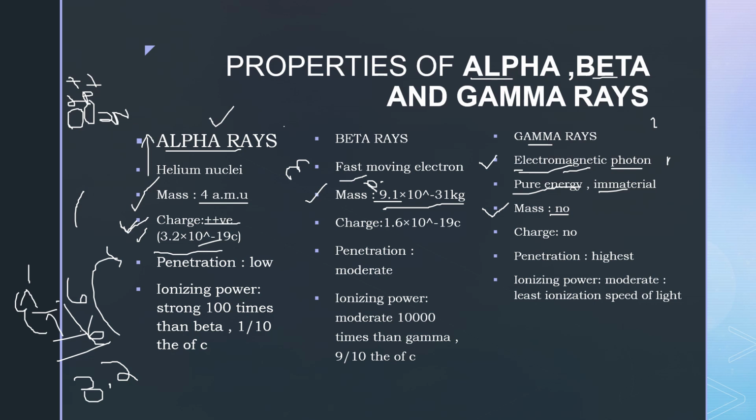Okay. Now let's talk about the charge of the beta rays. The charge of the beta rays is equal to 1 charge. As we added 2 charges, we got 3.2 times 10 raised to power minus 19 coulomb. But here there is only 1 charge. So it is 1.6 times 10 raised to power minus 19 coulomb. You should know that a single charge has a constant value of 1.6 times 10 raised to power minus 19. Here is 1 charge, that's why it's written 1.6 times 10 raised to power minus 19. Now, gamma rays do not have any charge.